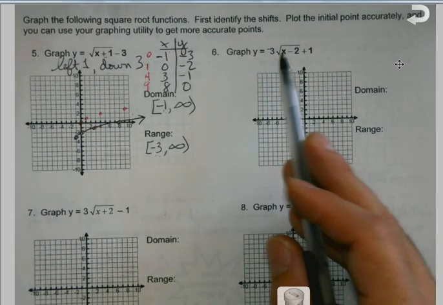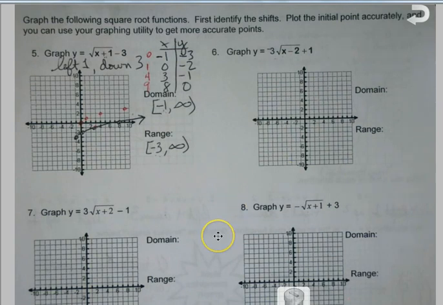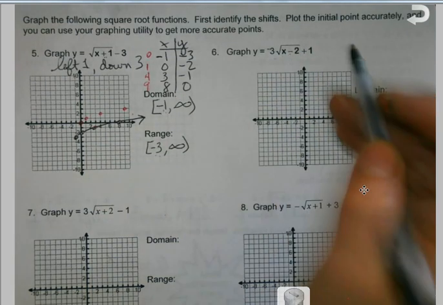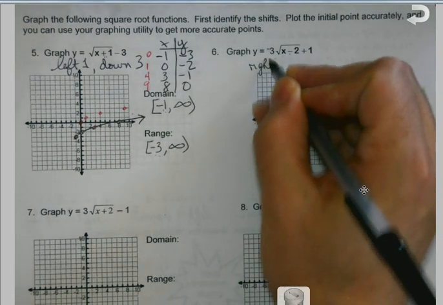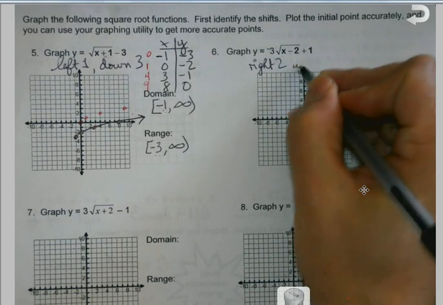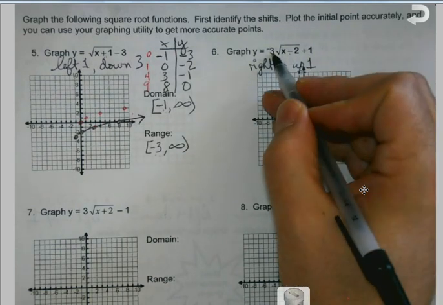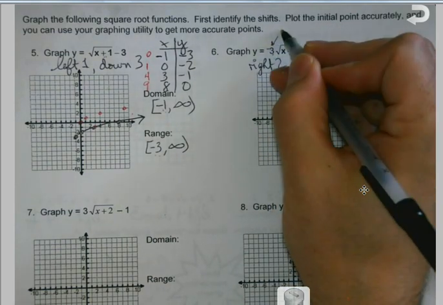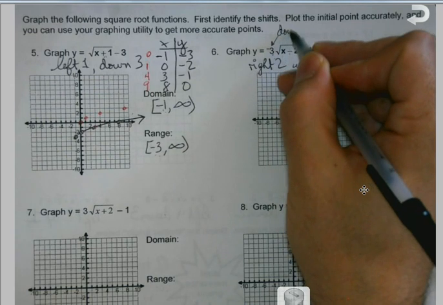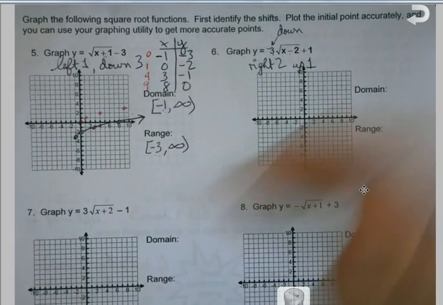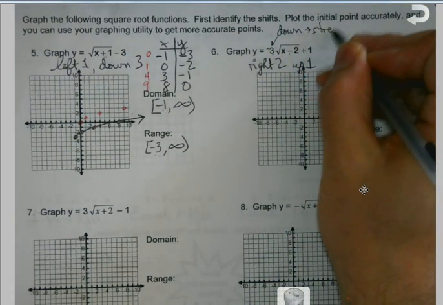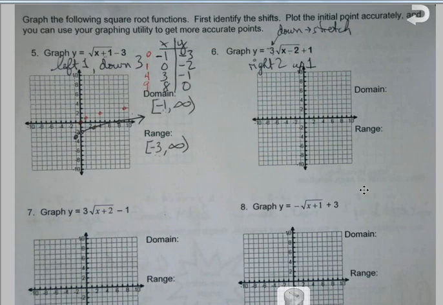Okay? Now let's see what we know about number 6 before we ever punch it in the calculator. What are my shifts on number 6? Right 2, and what about the 1? Up. Now, I also know by seeing this negative 3, it's going to flip downward, and it's going to stretch. It's going to be a little bit wider because the number's bigger than 1. So I go, okay, this ain't going to be bad.